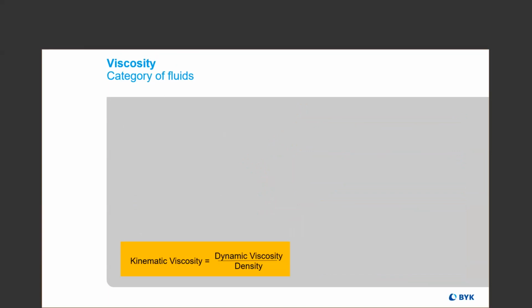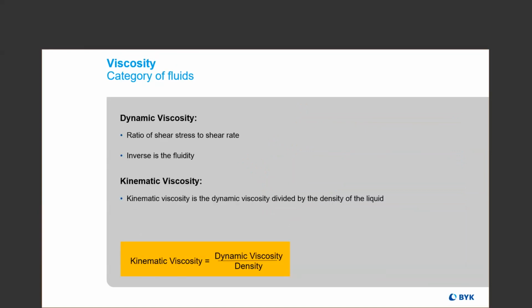So dynamic viscosity is the ratio of shear stress to the shear rate, and is also known as the inverse of fluidity or flowability. As I mentioned before, the less a liquid flows, the more viscous it is, and vice versa. And kinematic viscosity, again, is the dynamic viscosity divided by the density of the liquid, and is directly measurable with devices such as flow cups, where the density has an influence on the flow time.